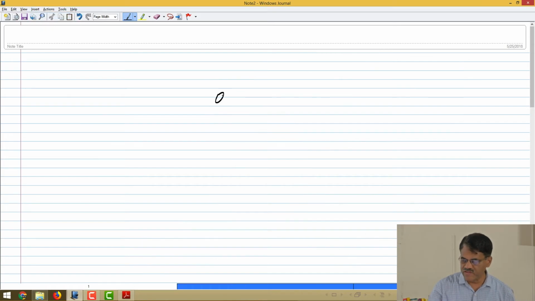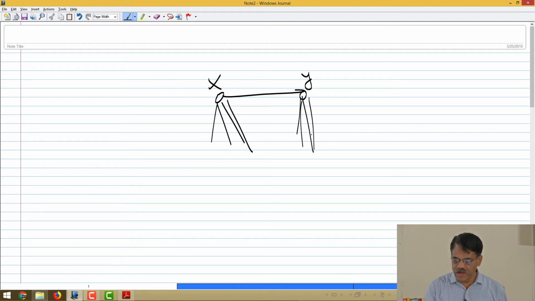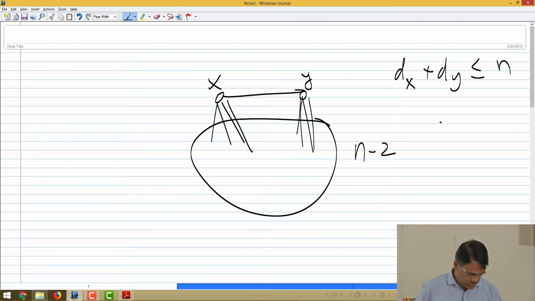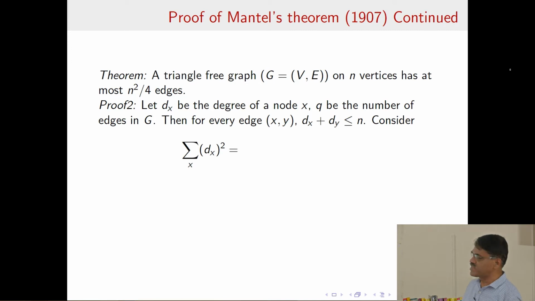So what am I saying? If you have an edge xy, I want to count what is the maximum degree possible for dx plus dy. Well, dx may be adjacent to something, dy may be adjacent to something, but they don't have common neighbors because xy is an edge and we don't have triangles. So this number is the maximum number of edges they can be adjacent to. So their degree dx plus dy is n minus 2 plus 1 plus 1. So it's at most n.